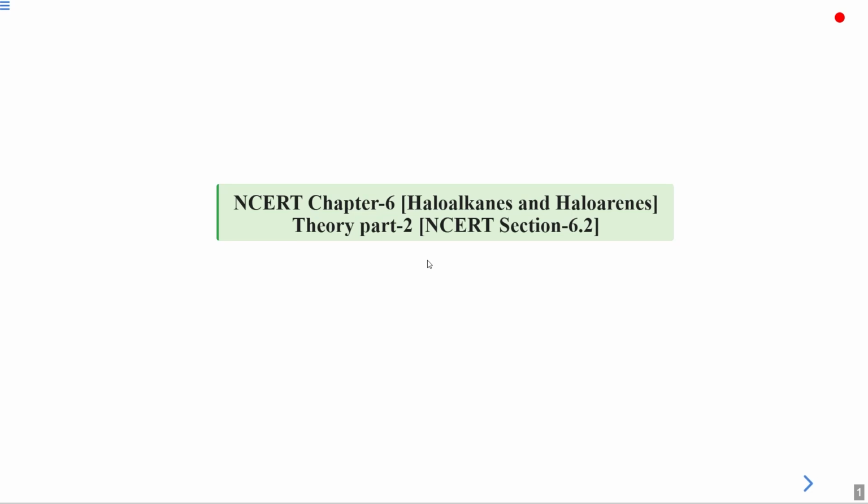Today, as you all know, we are going to cover theory part 2 of haloalkanes and haloarenes. We have already covered some introduction and the classification part in our first chapter. So let's begin. Let's begin today's topic, NCERT chapter 6, haloalkanes and haloarenes, theory part 2, in which we are primarily covering NCERT section 6.2.